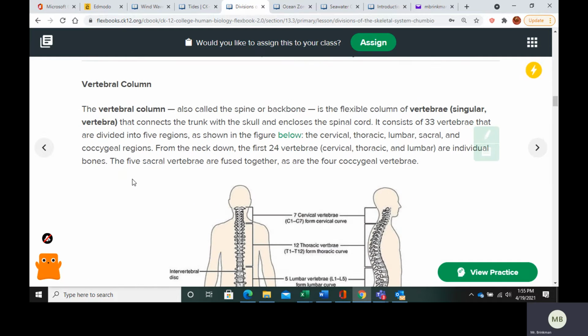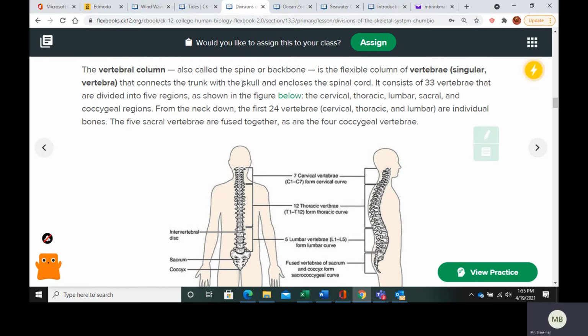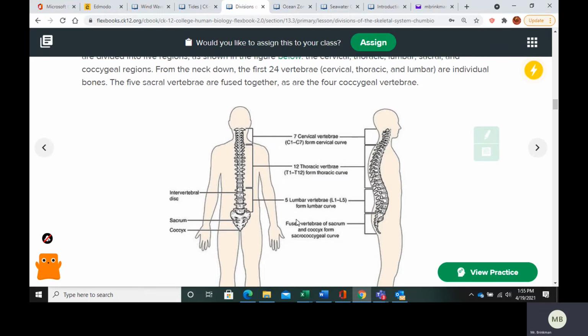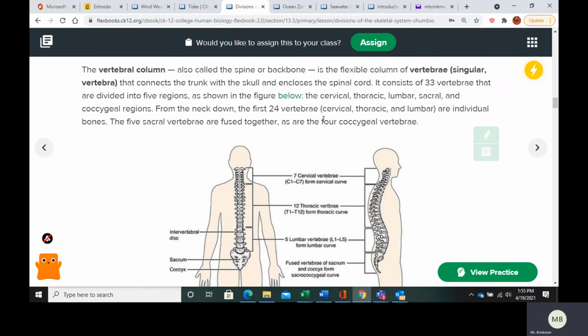So the vertebral column is also called your spine or your backbone, and it is a column of vertebrae that connect the trunk with the skull and enclose the spinal cord. There are 33 vertebrae. They're divided into 5 regions, and these regions are noted below. We have the cervical, thoracic, lumbar, sacral, and coccygeal.